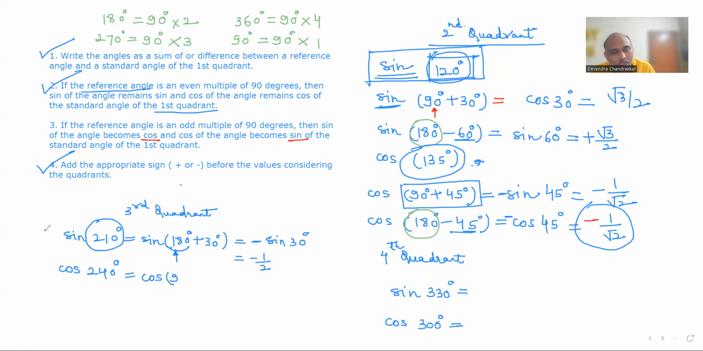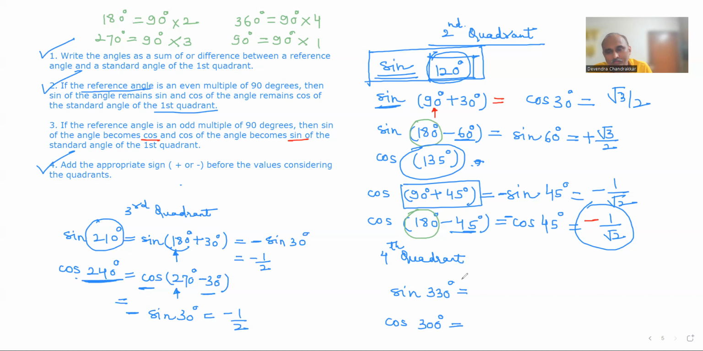Cos 240, I'll write it as 270 minus 30. What if I wrote it as minus 0.5? Yes, you can write it, both are the same only, minus 0.5. This is an odd multiple of 90, so cos will become sine of the angle, right? But this angle lies in the third quadrant, and cos is negative in the third quadrant. So this will be minus, right? So this is again minus 1/2. I hope all of you understood this. Yes or no? Yes, sir.